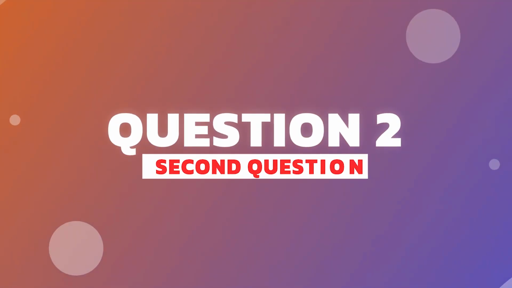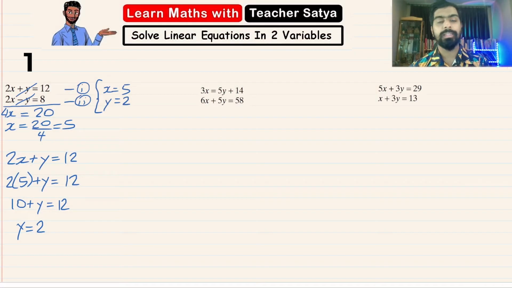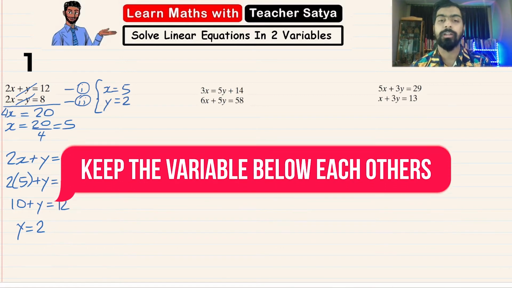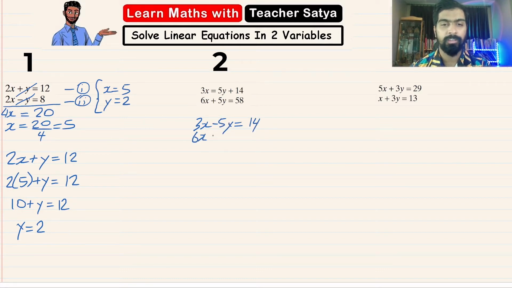Now in question number 2 guys, this looks a bit different from the previous question. So in this case we want to keep the variables below each other, right? So that means I have to move this 5y from the first equation to the left hand side. So what I'm going to have, 3x minus 5y is equal to 14 and 6x plus 5y is equal to 58, right guys? So now we have x beneath x and y beneath y.